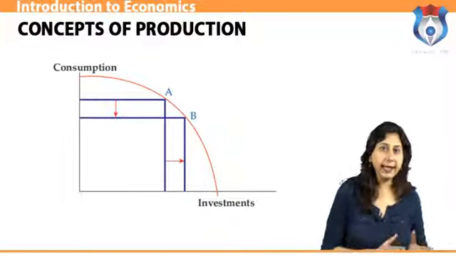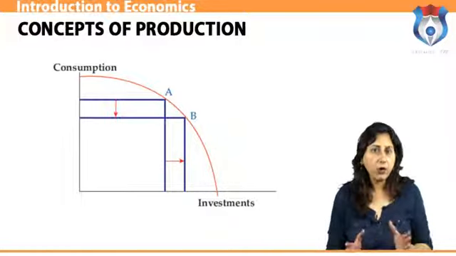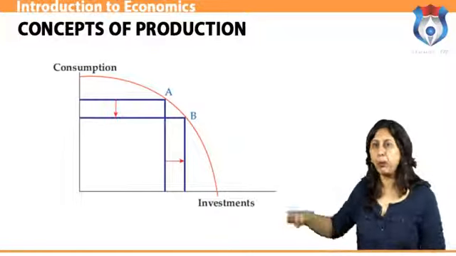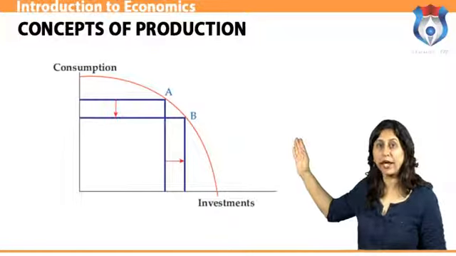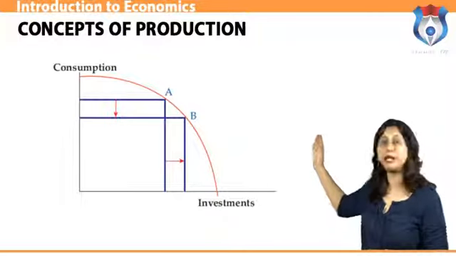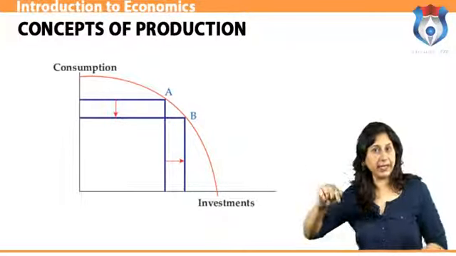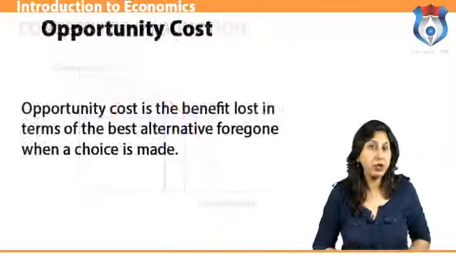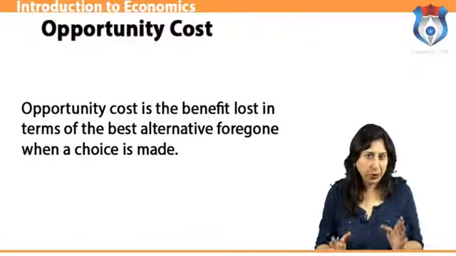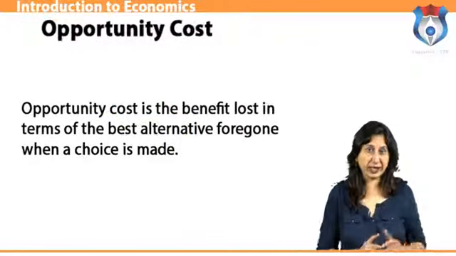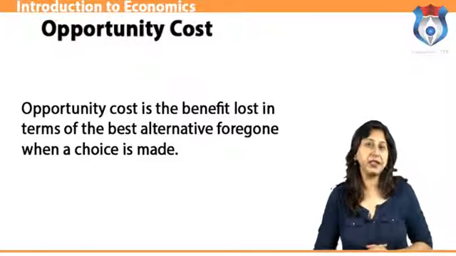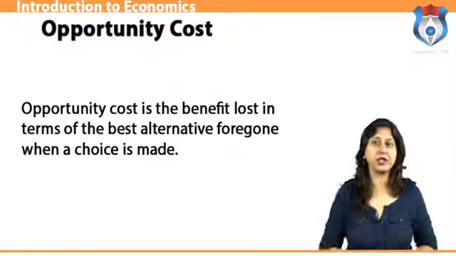Both points A and B represent more realistic combinations, with point A showing more consumption and less investment, while point B shows more investment and less consumption. Opportunity cost. I hope you understood the concept that I just explained. Now we will move further and study opportunity cost.